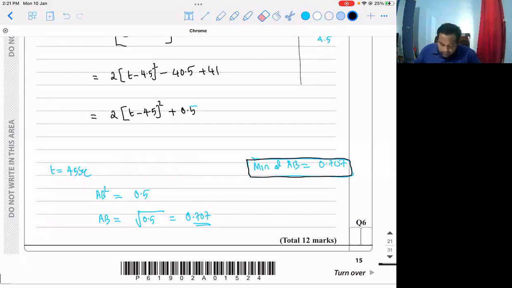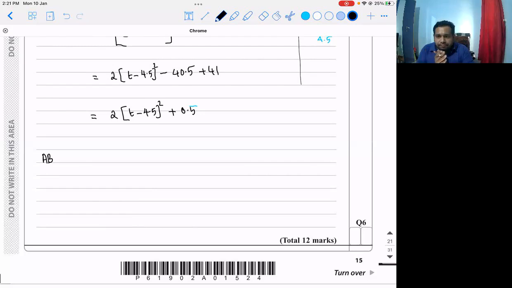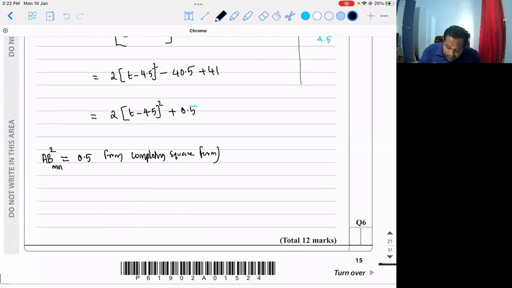So the minimum value is what? If you want, I can rewrite that. So what is that, my dear students? What is AB square? The minimum value of AB square is 0.5, right? Sorry. The minimum value of AB square is 0.5. From which one? From completing the square, we derived, right?